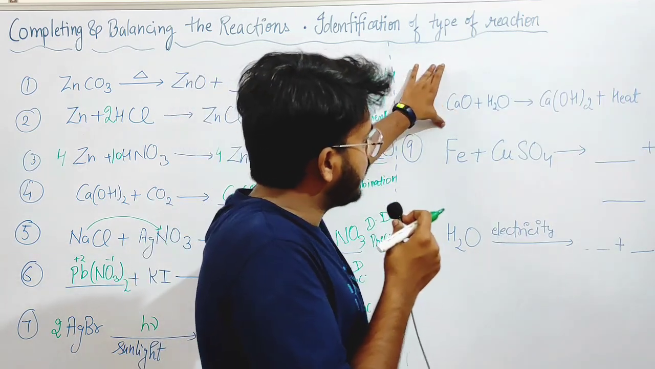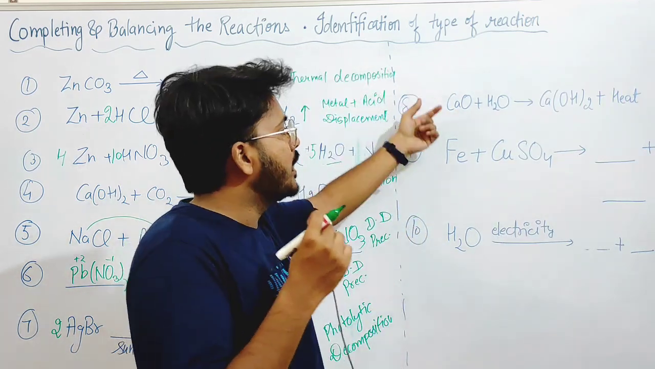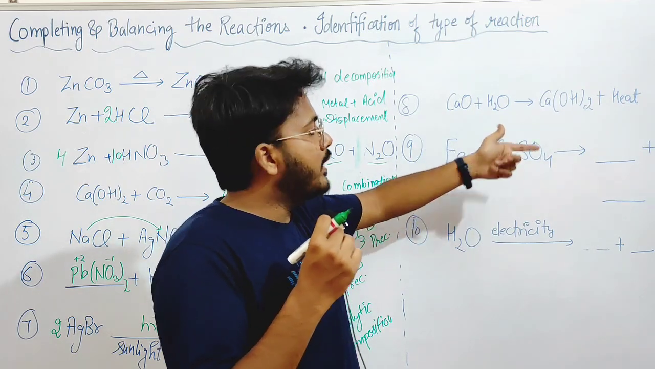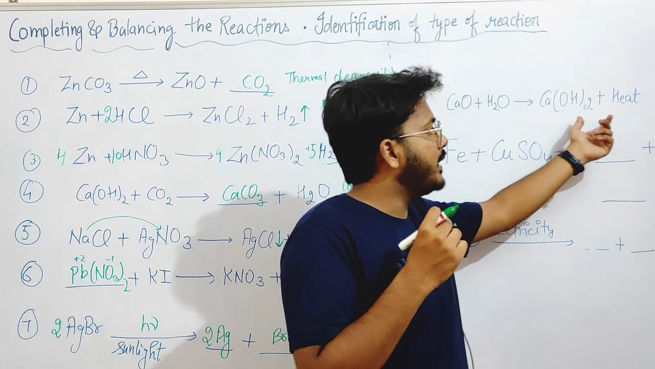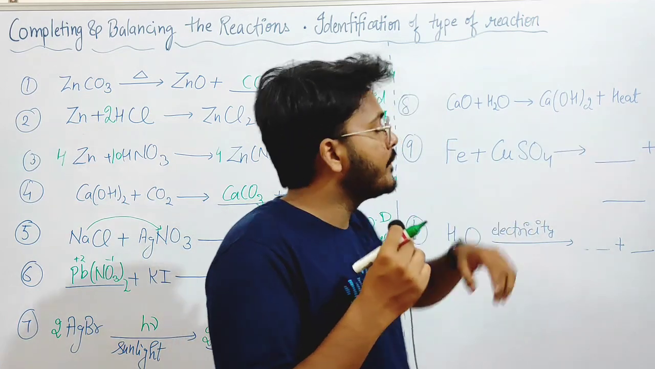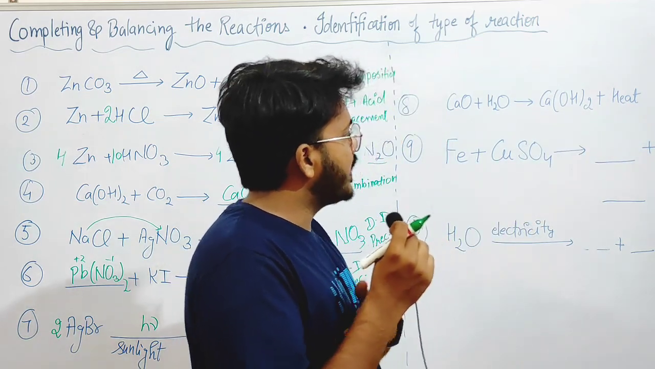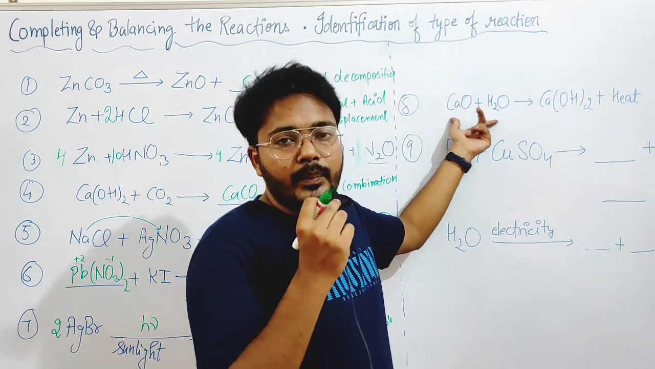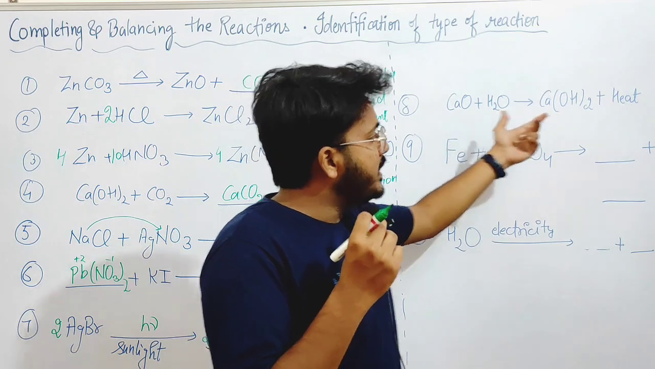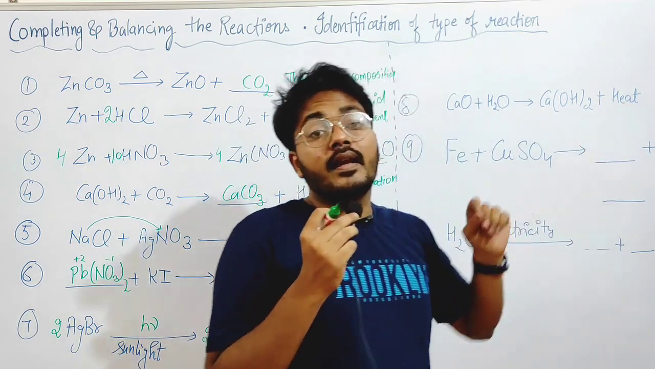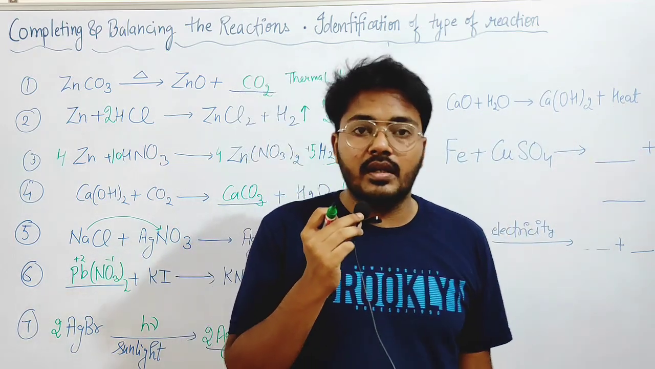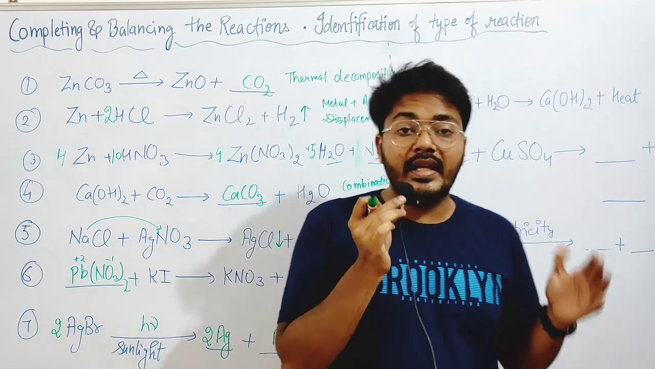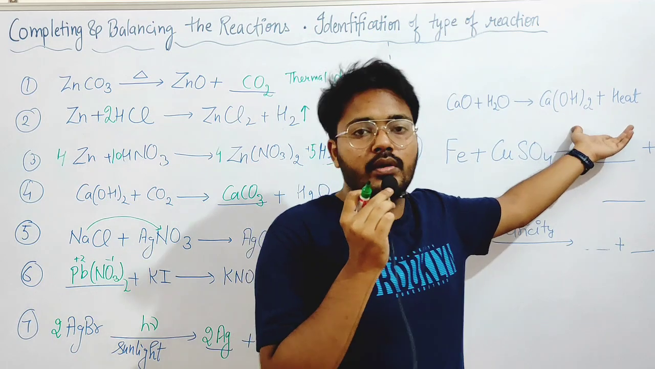Now in the 8th equation, there are two reactants, calcium oxide and water, CaO plus H2O. There are two products, calcium hydroxide, and heat is released. So in this type of reaction, you can see that there are two reactants. So this is actually a combination reaction. Heat is released, so this is an example of exothermic reaction as well. Exothermic reactions are the type of reaction in which heat is released as the end product.